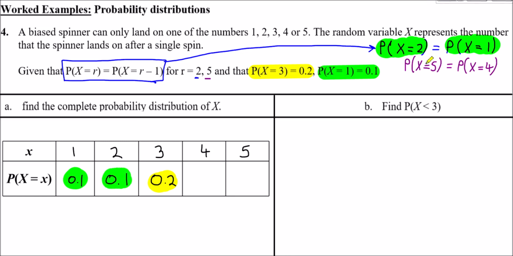And then the chance of being equal to 5 is the chance of being equal to 4. So far, we've got 0.1, 0.1, 0.2, that's 0.4. These two combined, therefore, need to add up to 0.6, so that the whole thing adds up to 1. So if these two are 0.6, but they're equal to each other, each one must be 0.3.